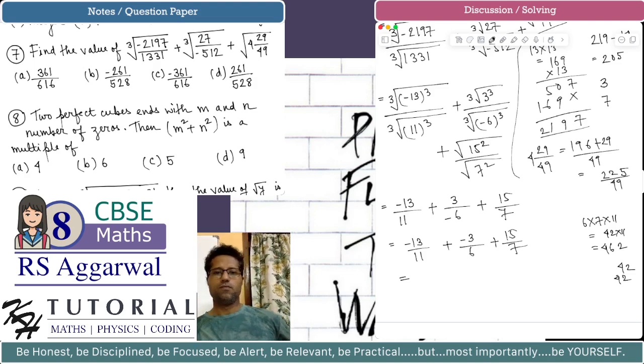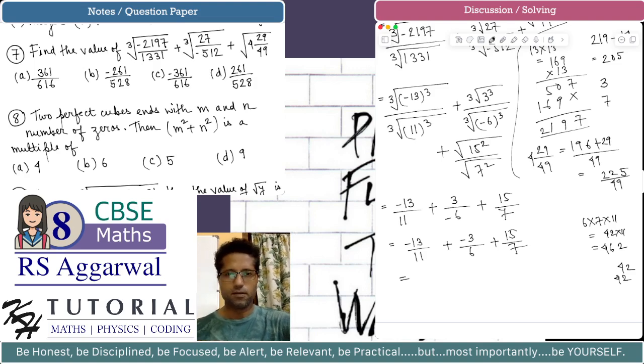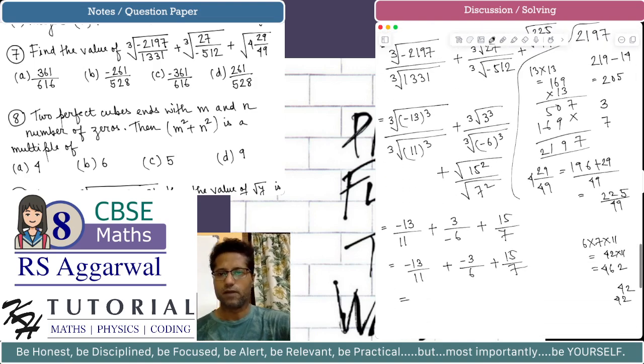What is the cube root of 512? Oh no, the cube root of 512 is not 6. It is 8. Sorry. The cube root of 216 is 6. So minus 512 can be written as minus 8 cube. So this is minus 8, and we have over here 8.